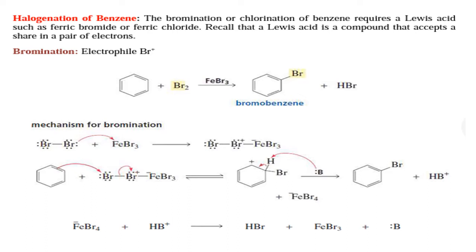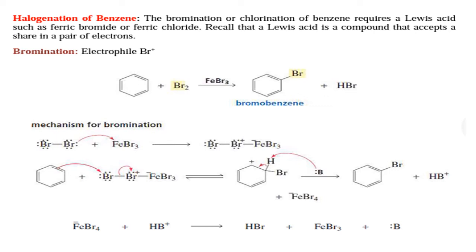First, bromination. Bromination is a reaction between benzene and bromine in the presence of a Lewis acid, for example ferric bromide, to give bromobenzene. Next, the mechanism for bromination. In the first step, the bromine reacts with the Lewis acid to form a complex that makes the bromine more electrophilic.